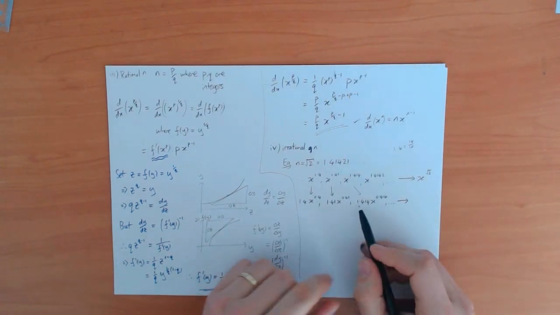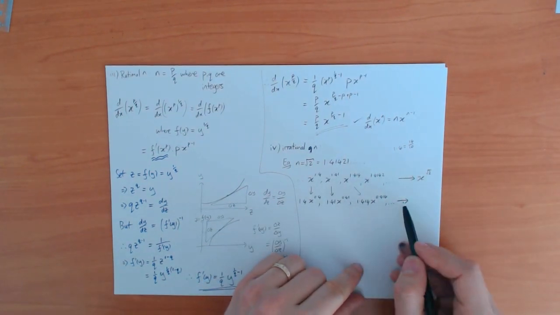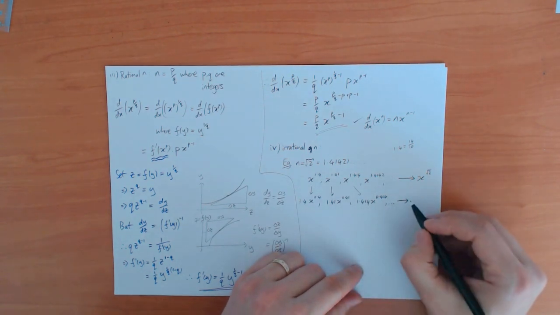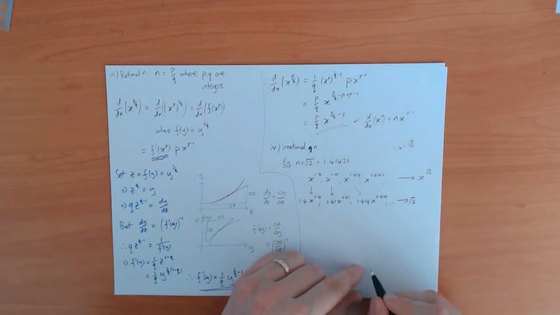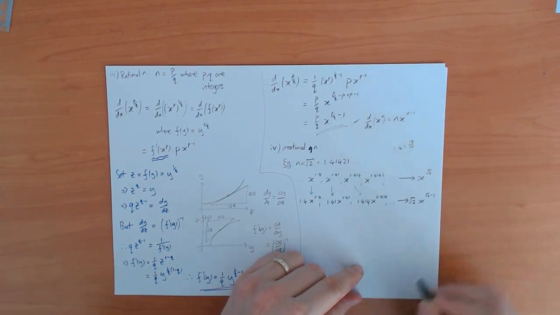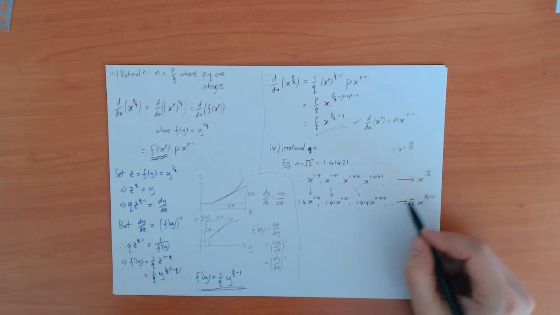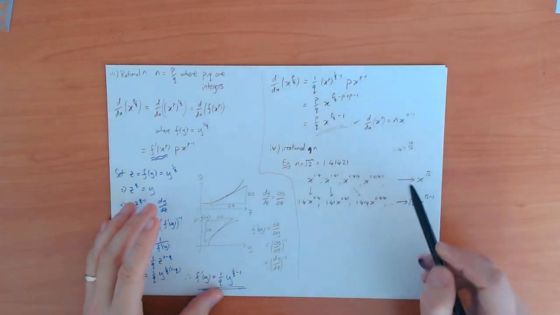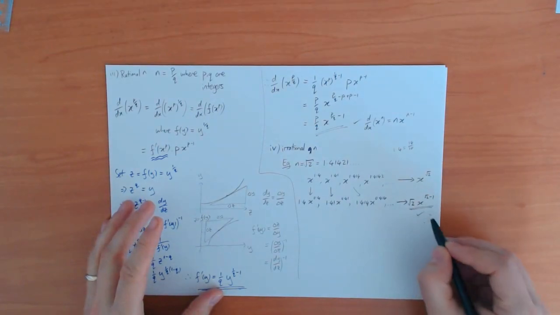And hopefully you can see what's happening. As the number of digits goes to infinity, the thing you get down here becomes the square root of 2. The thing you get up here becomes the square root of 2 minus 1. And again, that just shows you that the result for rational n generalizes to irrational n as well.